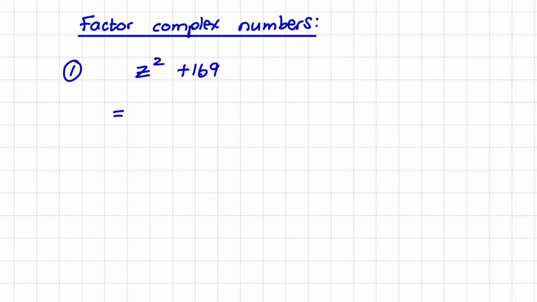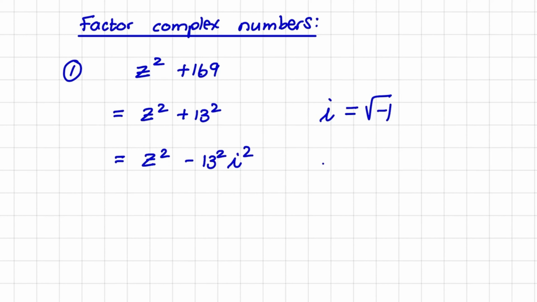Now we know from the past that we cannot factorize this. This is not a difference of two squares. But what we can do is rewrite 13 squared. And we can rewrite it as z squared minus 13 squared times i squared, where i is equal to the square root of -1, and therefore i squared is equal to -1. So if I multiply -13 squared with -1, that will lead back to positive 13 squared.